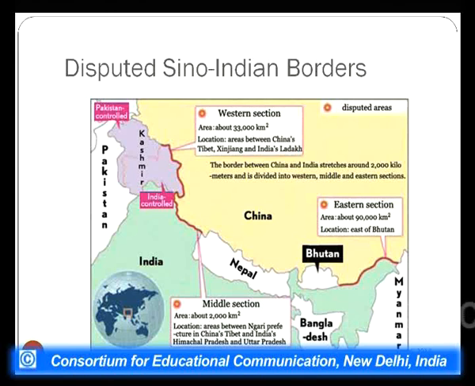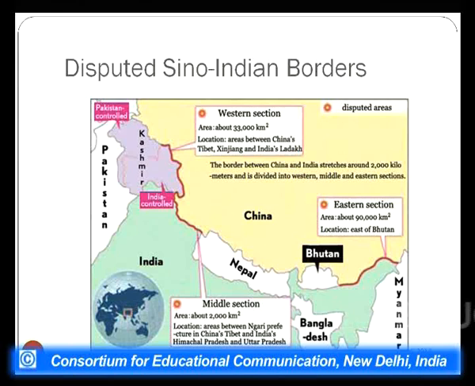There is a huge border in Jammu and Kashmir, especially the northwestern part of the border of Jammu and Kashmir. And the second is the eastern sector. In the eastern sector, we have the border of Arunachal Pradesh. That is something which is claimed by China, but that is an integral part of India, and that will remain an integral part of India. It is unlikely that there is going to be any change in the status quo.